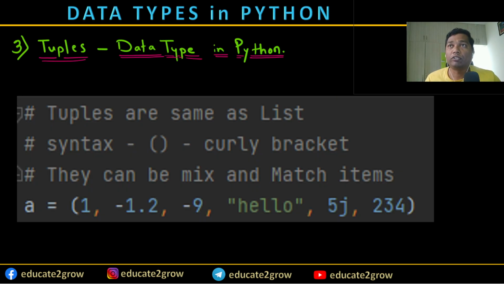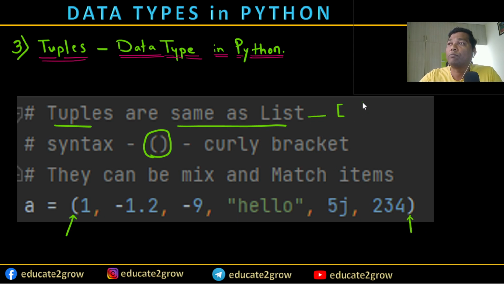So tuples are basically the same as lists. That's what is mentioned here. Tuples are same as lists. Everything is the same, with a few changes. What are those changes? The first change is the bracket. You see here, this is the round bracket. In the list, we see the square bracket. That is the first change.